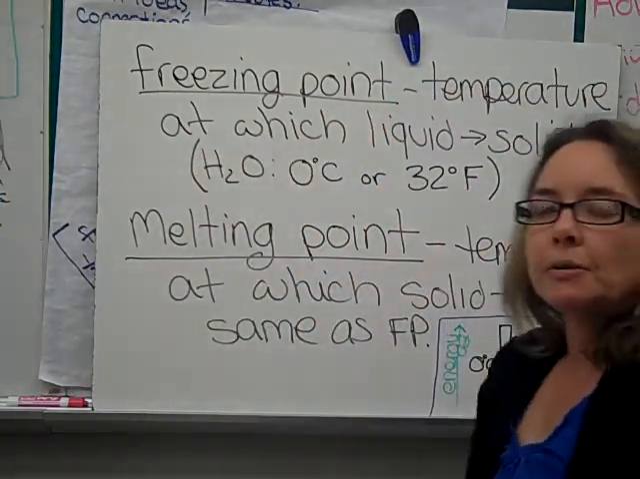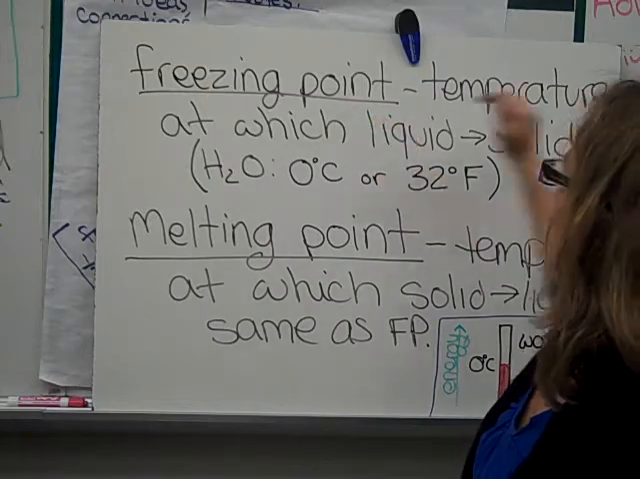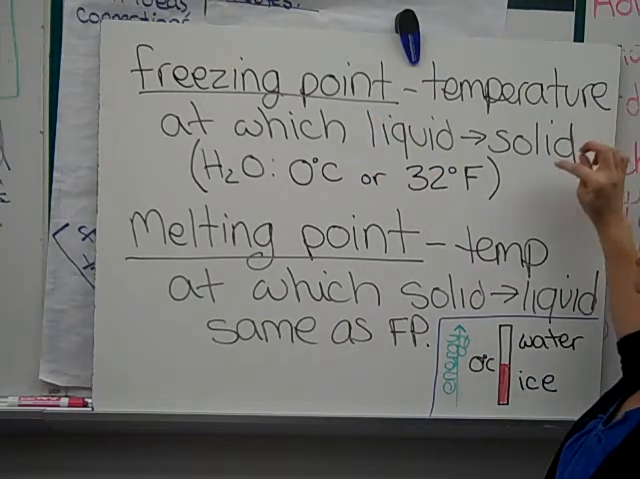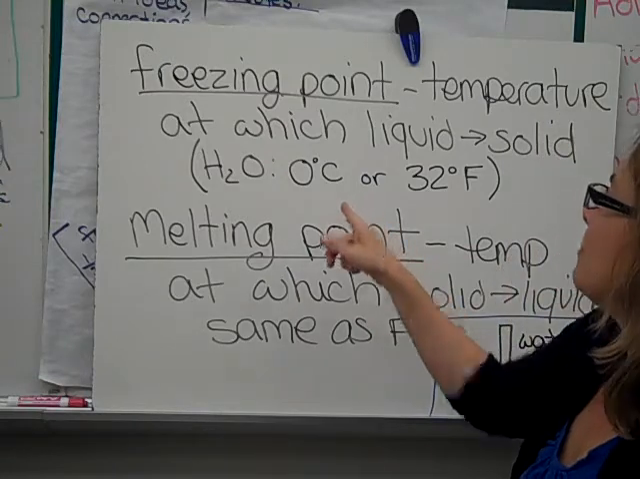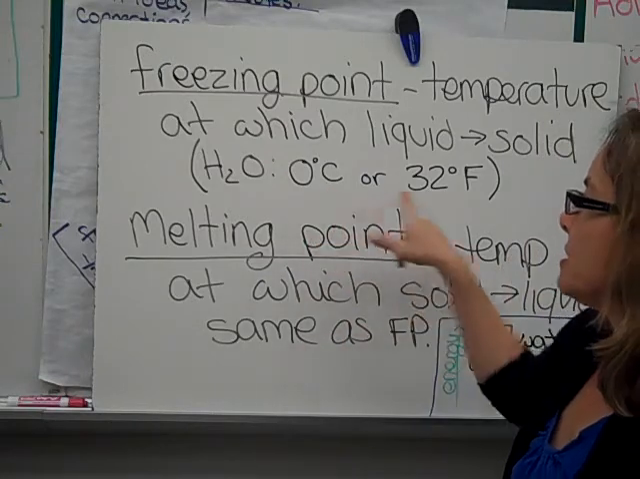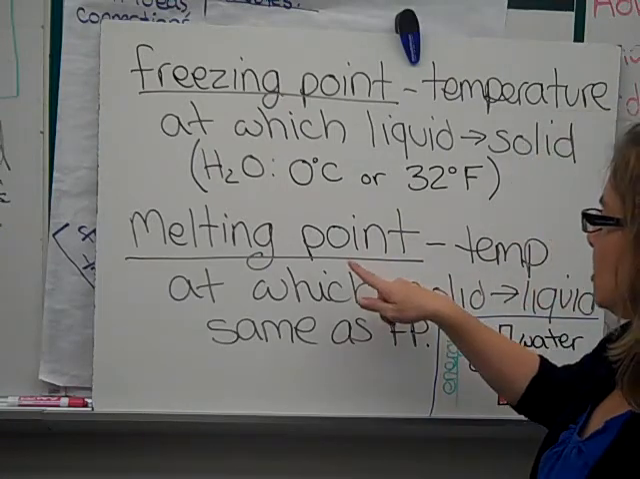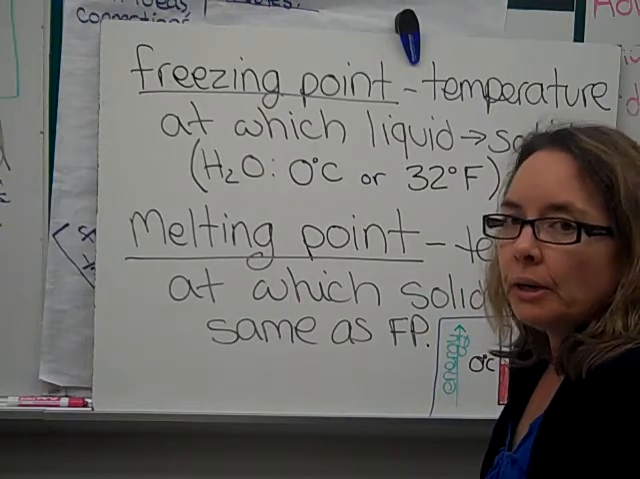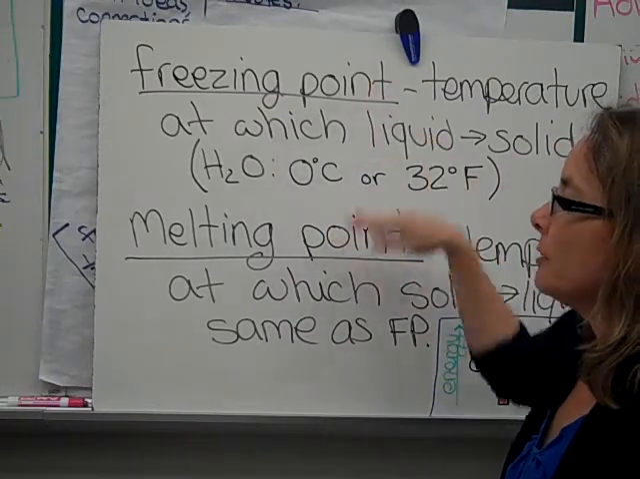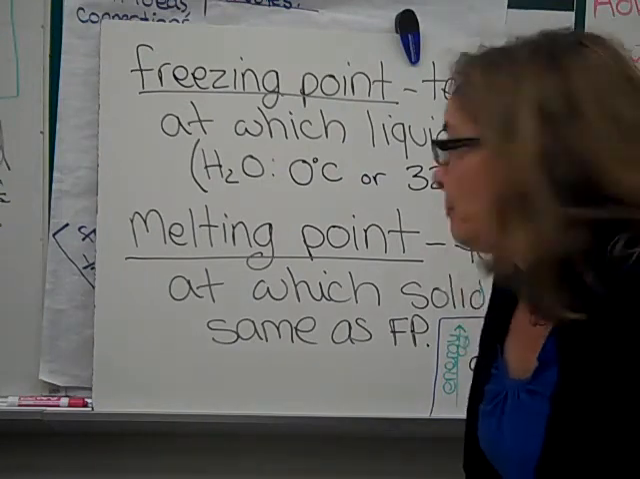Okay, a couple things I did want to point out that have caused a little bit of confusion. The freezing point is the actual temperature at which a liquid turns into a solid. So for example, for water, it's 0 degrees Celsius or 32 degrees Fahrenheit. And the melting point is the temperature where a solid turns into a liquid, where something melts. So the freezing and melting points are the actual temperatures, and they're the same.